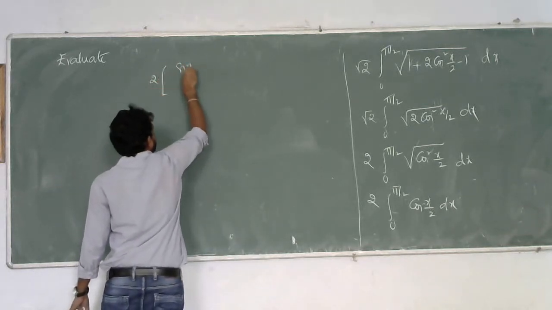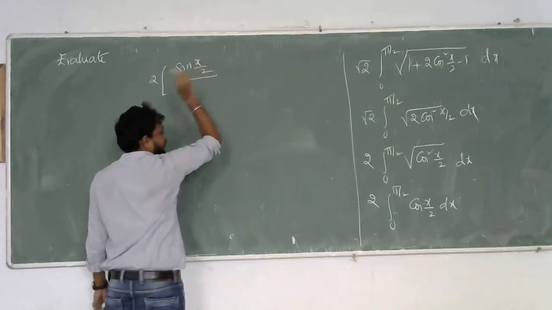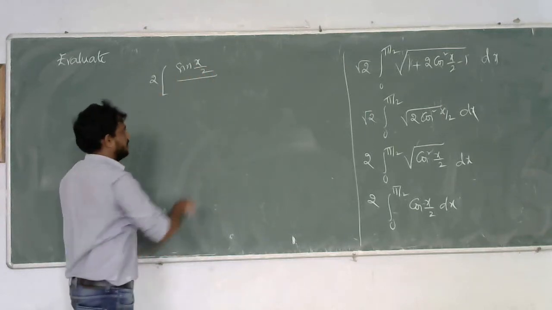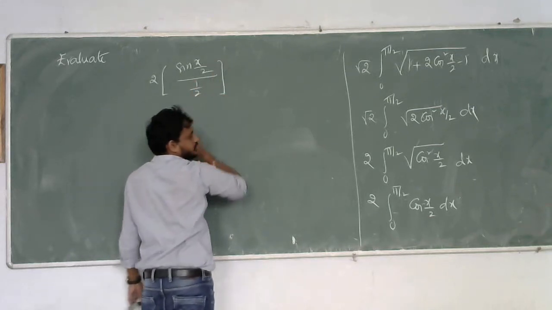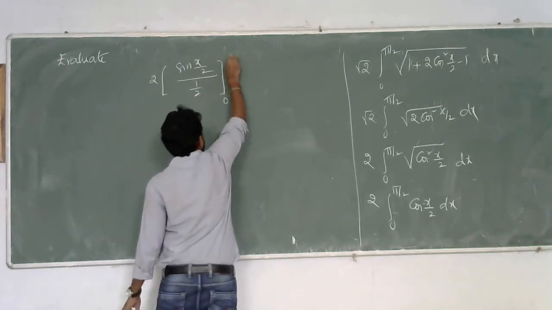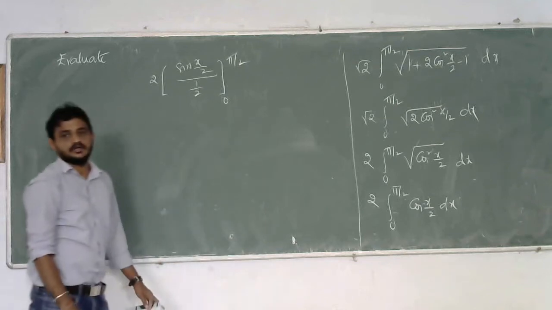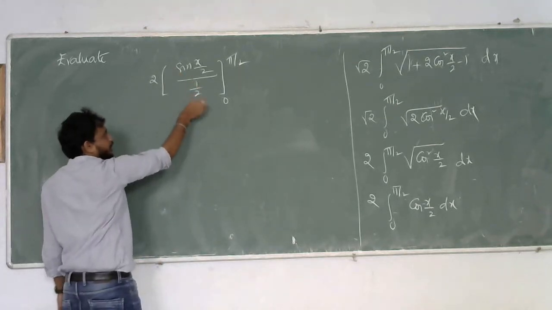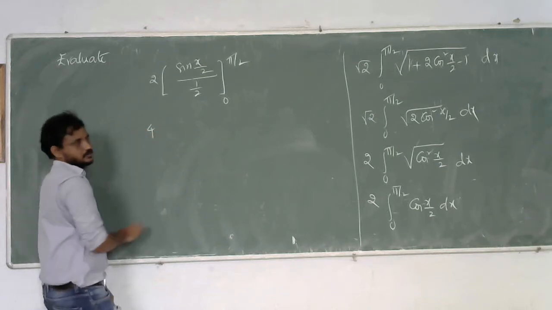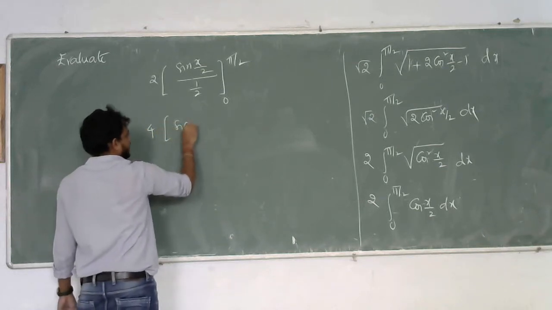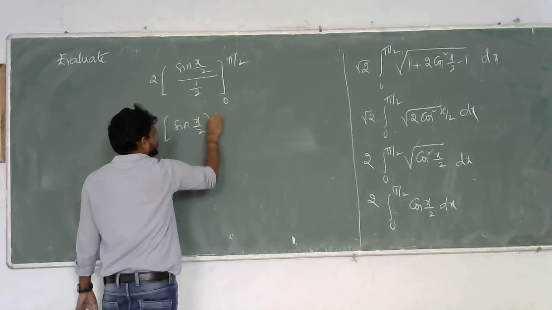Sin x by 2, but we have to get the x coefficient in the denominator. What is the x coefficient here? 1 by 2, so write 1 by 2 in the denominator. Limits are 0 to pi by 2. Then 1 by 1 by 2 is nothing but 2, so write that outside. You will get 4 into sin x by 2, from 0 to pi by 2.